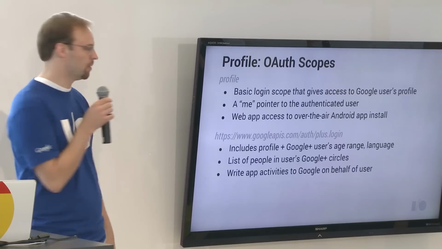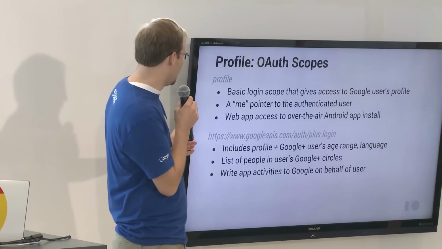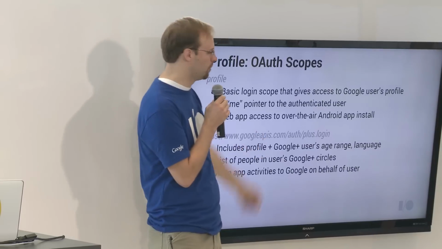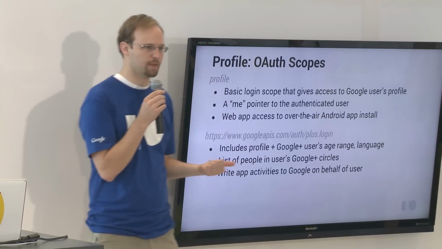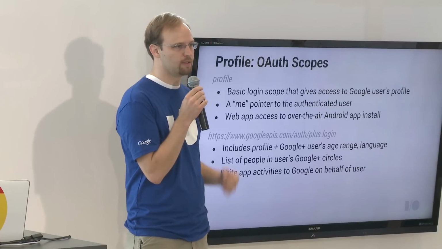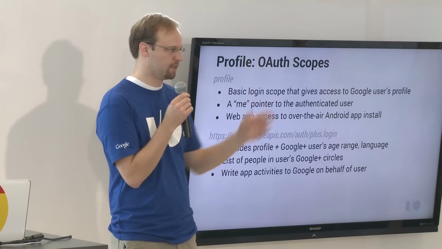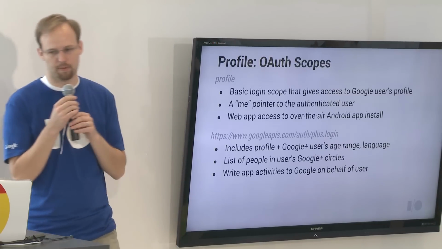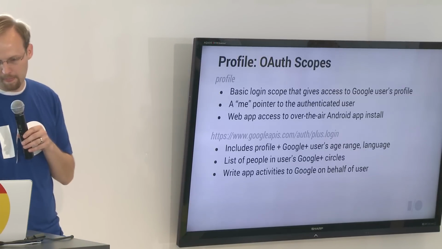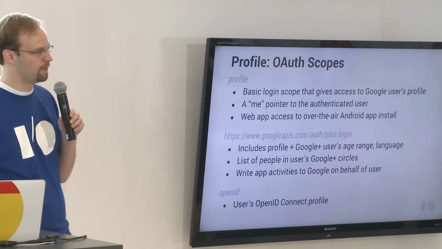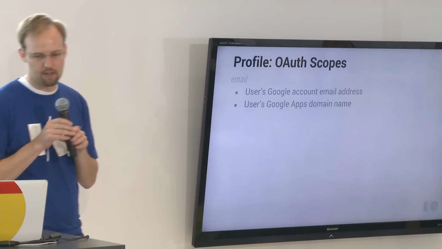Then we have the Google Plus login, which we demoed earlier, which actually includes everything that the profile does, plus it gives you the Google Plus users' age range and their language. Additionally, it gives you the list of users in the Google Plus circles who the user has specified that you can see, and also allows you to write app activities, such as 8tracks did with listening activities. And then we also have an OpenID Connect profile that you can get from the scopes.